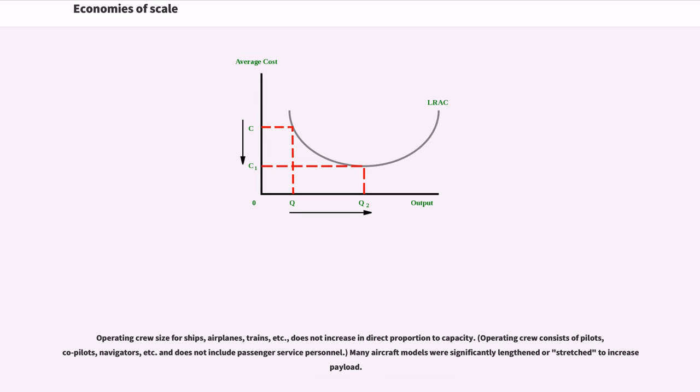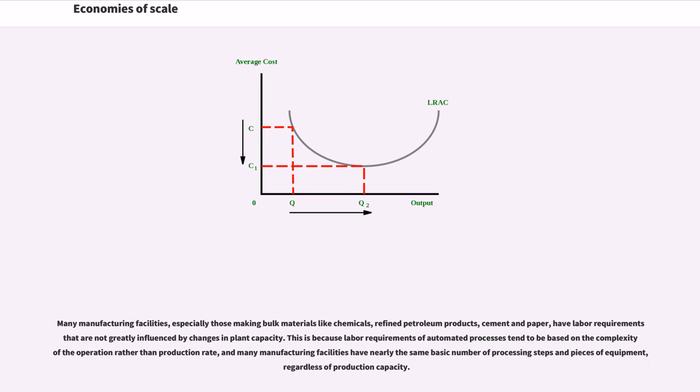Also, the efficiency increases with size. Operating crew size for ships, airplanes, trains, etc., does not increase in direct proportion to capacity. Operating crew consists of pilots, co-pilots, navigators, etc., and does not include passenger service personnel. Many aircraft models were significantly lengthened or stretched to increase payload. Many manufacturing facilities, especially those making bulk materials like chemicals, refined petroleum products, cement and paper, have labor requirements that are not greatly influenced by changes in plant capacity.